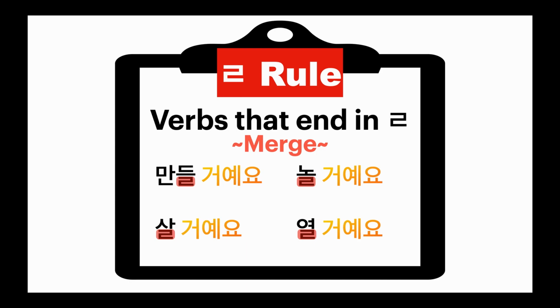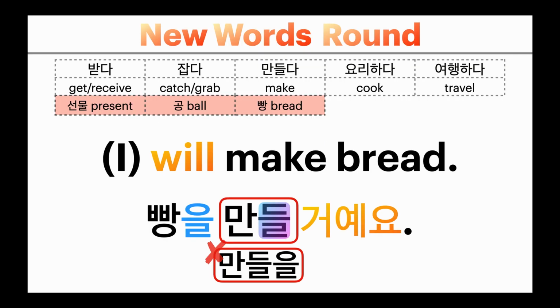Now let's try to say them all again. 만들 거예요, 살 거예요, 놀 거예요, 열 거예요. And that's why 만들을 거예요 is wrong and it will just be 만들 거예요. 빵을 만들 거예요. I will make bread.